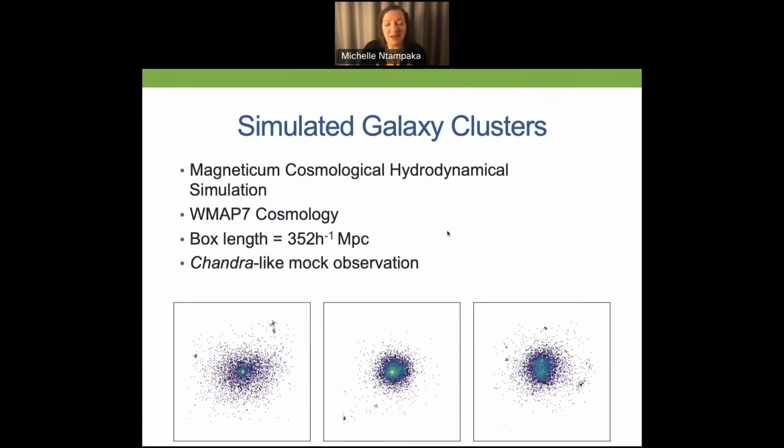Magneticum is a really nice sim for these kinds of studies because it's large enough to produce a realistic and diverse population of galaxy clusters, but it also has the resolution and the hydrodynamics to be able to make these X-ray mocks, as you see in the bottom. For this work, we're doing mocks of clusters as they would be seen by the Chandra X-ray Space Telescope.